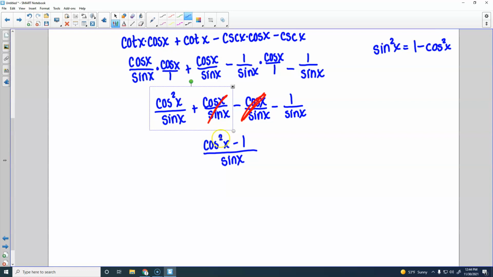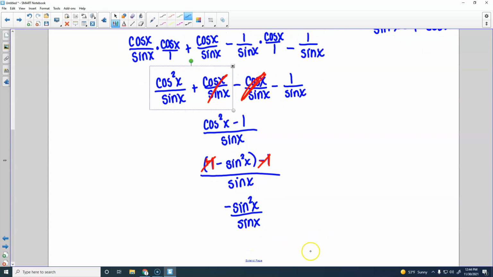Okay, so let's try that. Let's change our cosine squared x to 1 minus sine squared x. And then we'll still have this minus 1 over here, right? And so now this positive 1 right here and this minus 1 right here, they're going to cancel each other out. So I'm going to have negative sine squared x over sine x. And what will happen with one of those sines? They will cancel, and we'll just be left with negative sine x, which is what we had on the other side.